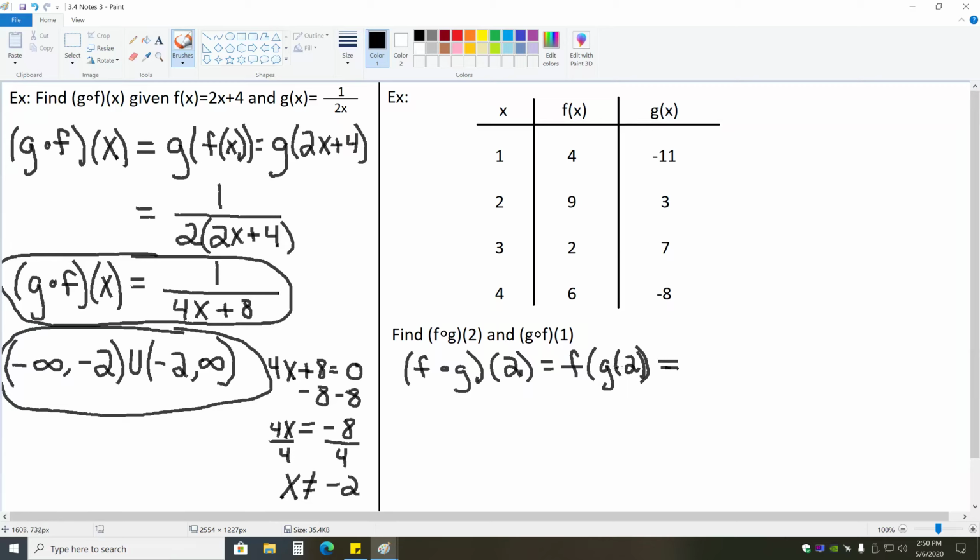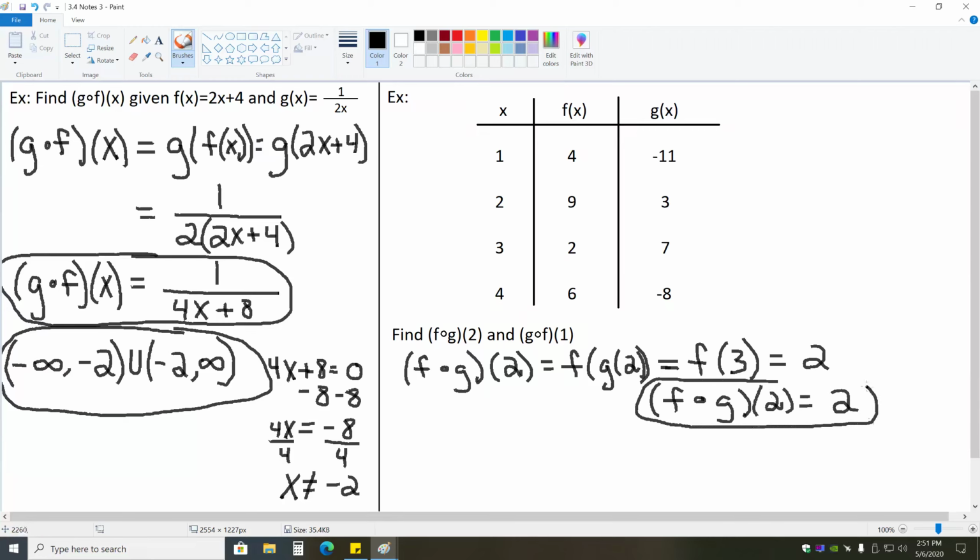So simplifying this, g of 2 means find your x value of 2, which is right here, and find the g value when x equals 2, which is 3. So f of g of 2 means we're really finding f of 3. And now f of 3, we go to an x value of 3, and f is equal to 2. So f of g of 2, or fog of 2, is equal to 2. Remember, we always want to be writing our function notation.